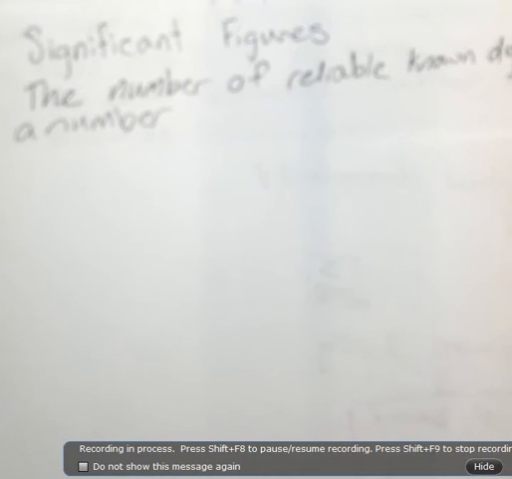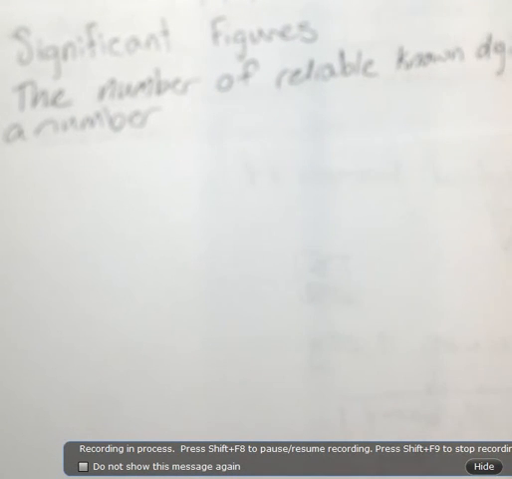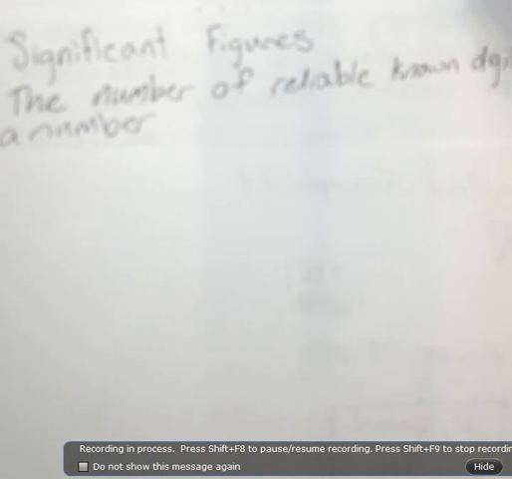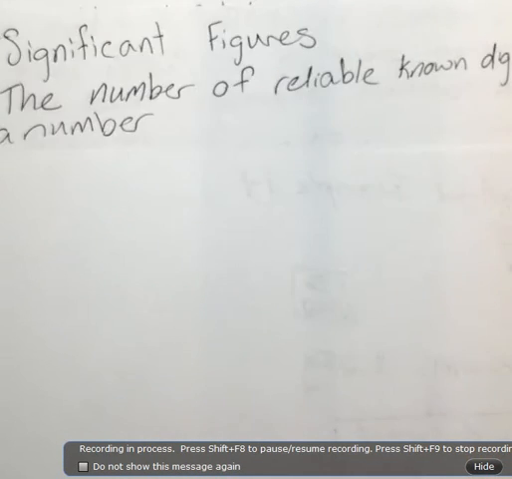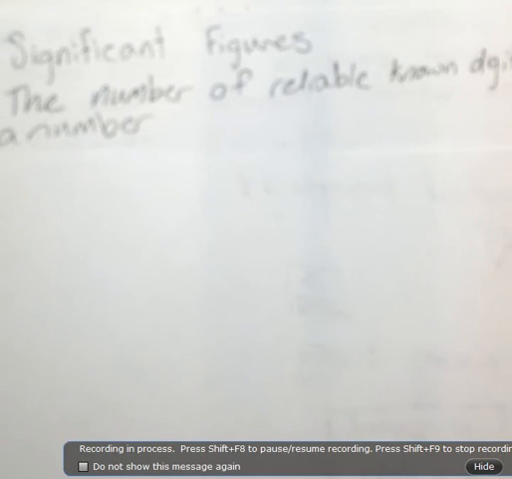And we're going to talk in this video about what significant figures are and how we use them to manipulate data and to express data in a laboratory or calculation setting. So the first thing to know is, let's take a look at the definition of significant figures. Significant figures are the number of reliable known digits in a number.